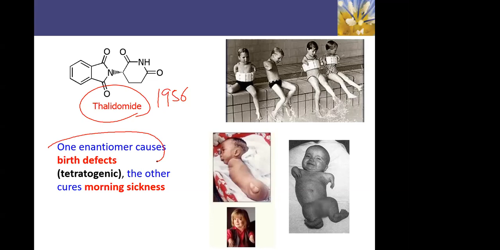One enantiomer of thalidomide is absolutely good. It cures what? Morning sickness. The other enantiomer is not good because it is teratogenic, which has the capability of causing what? Birth defects. Same molecular formula, same connectivity, same structure, same physical and chemical properties, but the way they react in our body is different. This drug was totally banned.